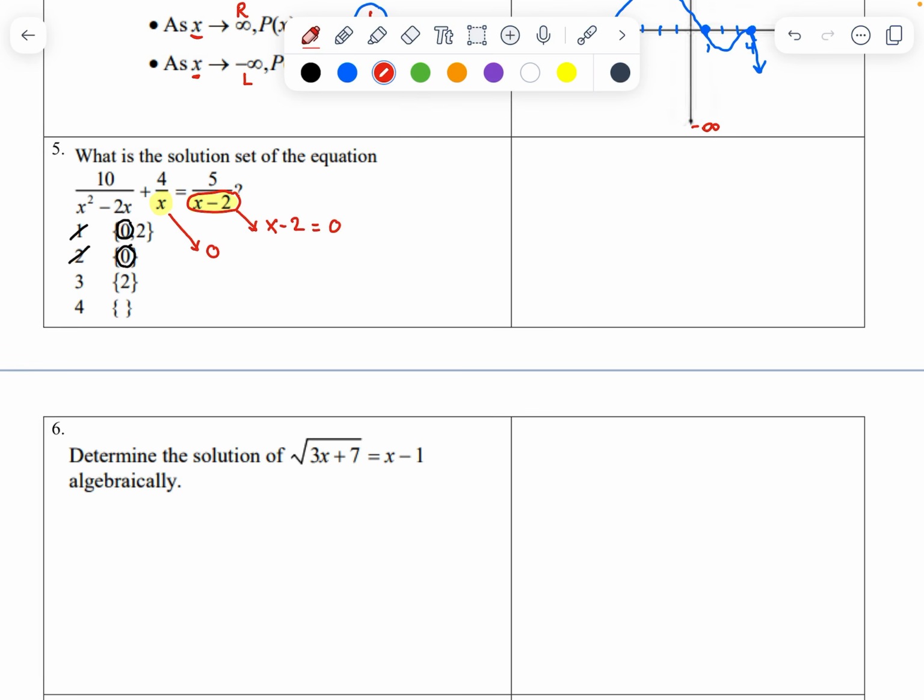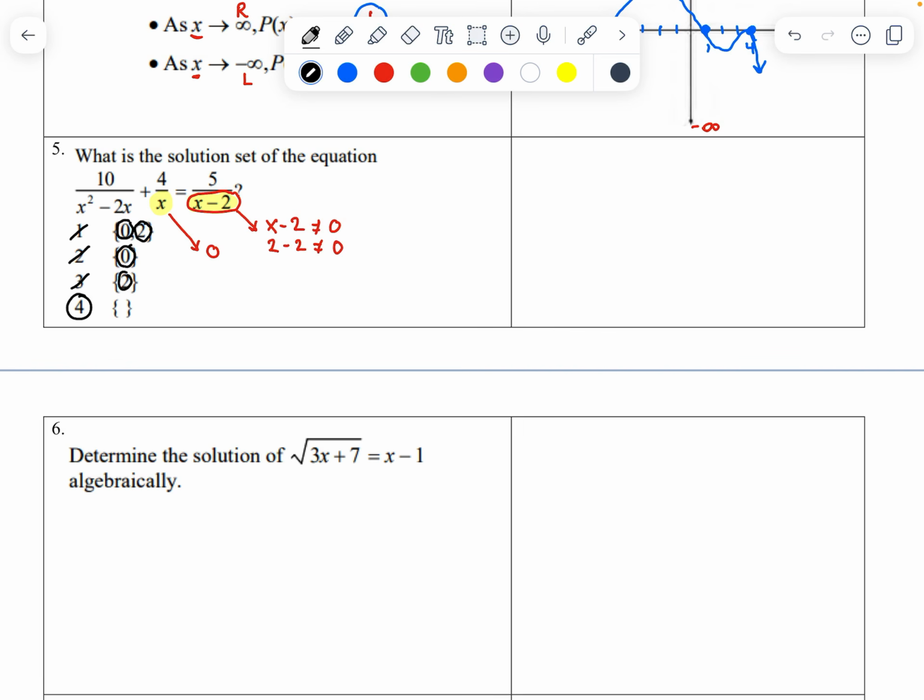So what number would make that equal to 0? 2. So I know that it can't be 2. So therefore, for this particular question, I know that it has to have no solution.